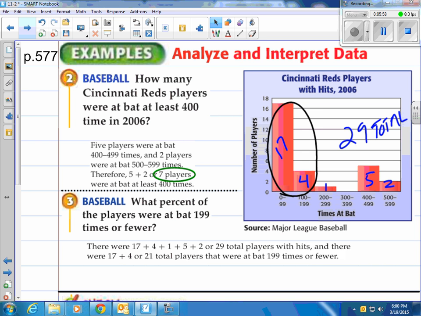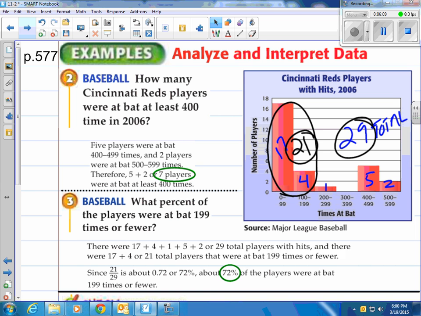So we've got 21 out of a total of 29. These are the two numbers we need to find the percent. So 21 over 29, or 21 out of 29, is about 0.72 when we calculate that on our calculator. And that's 72%. So about 72% of the players were at bat 199 times or fewer.